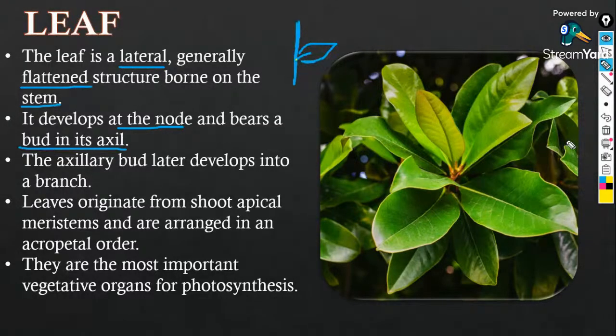They will be developing from a particular node, and there would be a bud in the axil. This axillary bud later develops into a branch. I hope you might have also seen the formation of leaves in the common plants around you, right? Tell me yes or no.